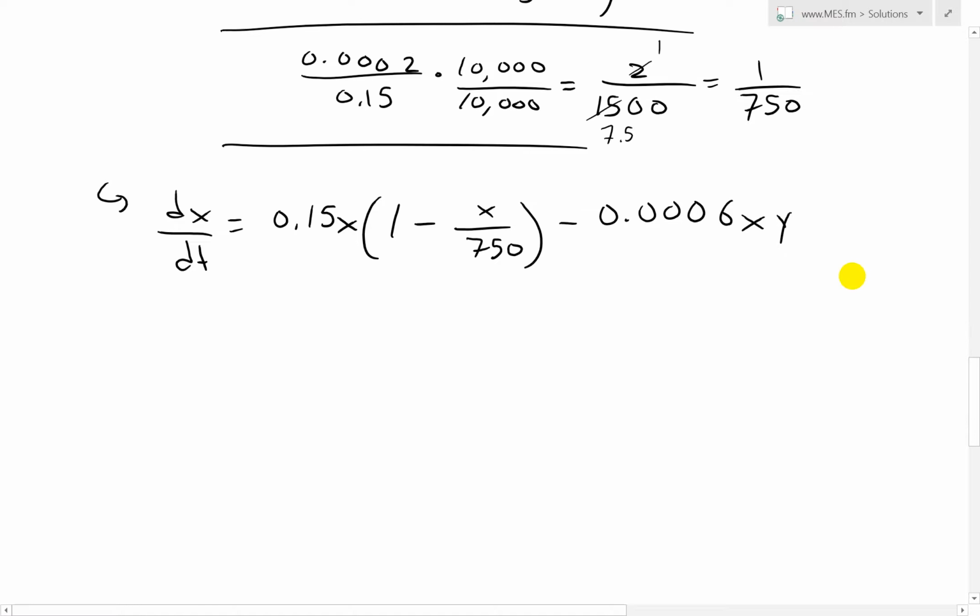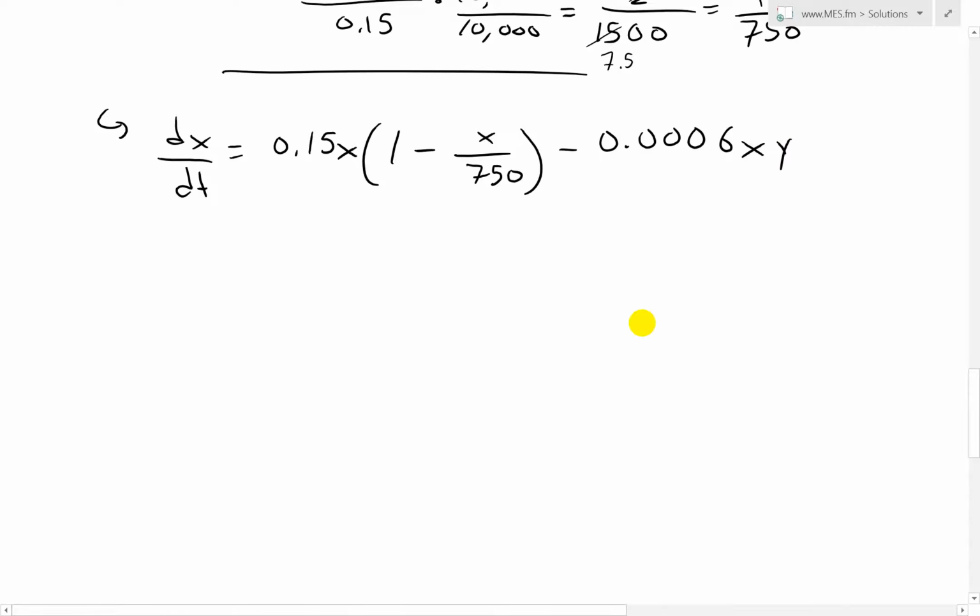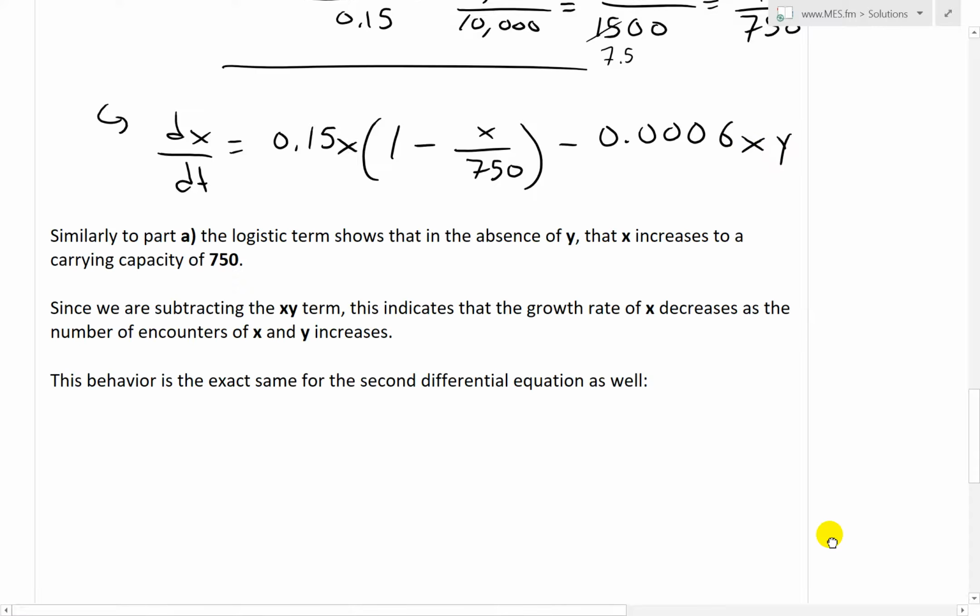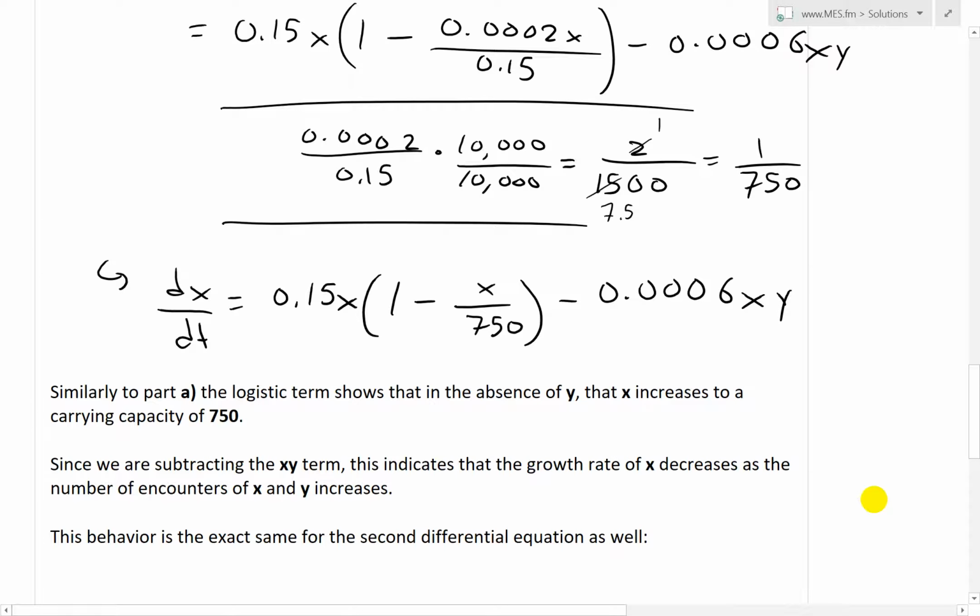Again, we have a logistic model term, but now we have a negative right here, meaning that the growth rate of x decreases when you increase y. When you increase y, it decreases, as well as increasing x, because that indirectly increases y as well. So we've written it down here. Similarly to part A, the logistic term shows that in the absence of y, x increases to a carrying capacity, this time of 750.